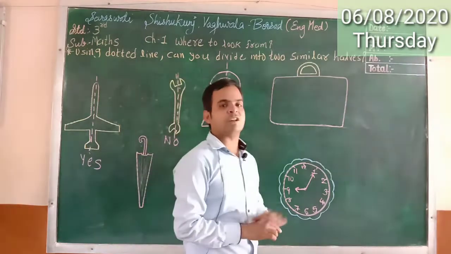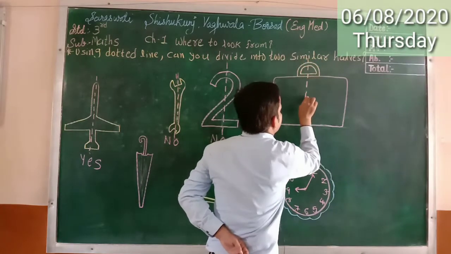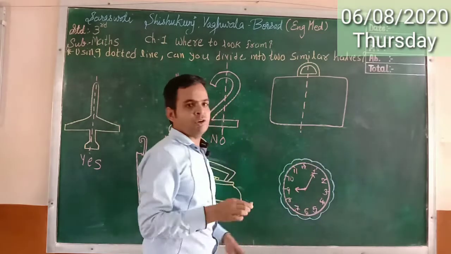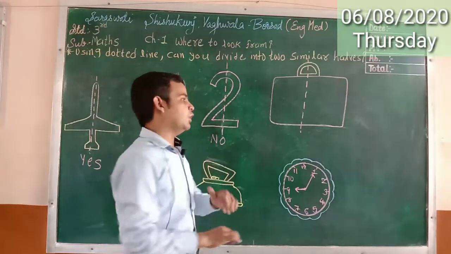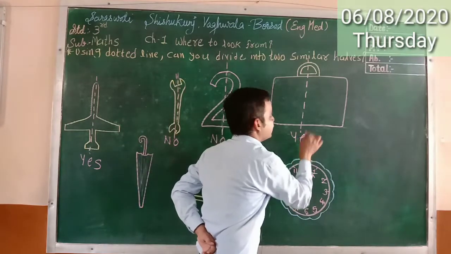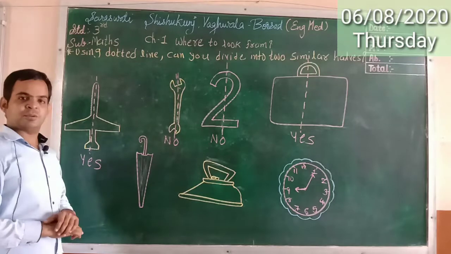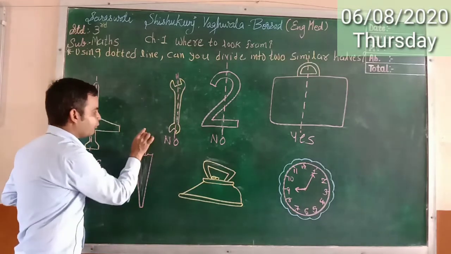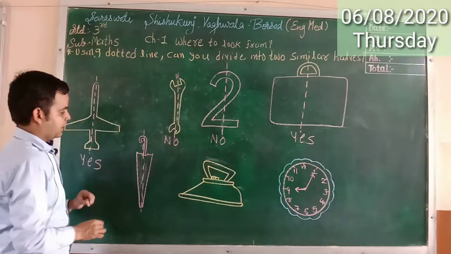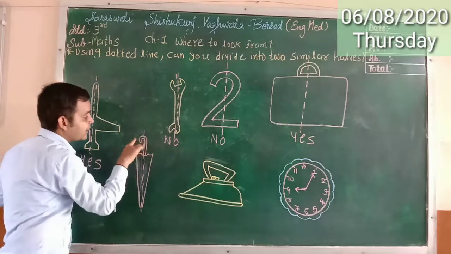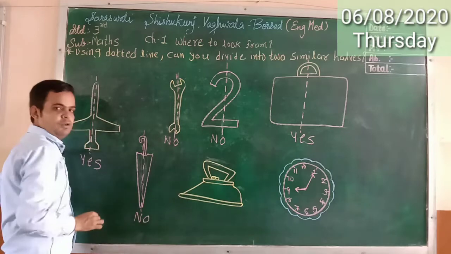Okay, now let's see fourth number, bag. If you divide this bag using a dotted line, now if you observe, left side and right side, both sides are equal? Yes. So here this one is mirror halves. Now let's see the next figure, umbrella. If we divide the umbrella using a dotted line, here if you observe, both sides are equal? No. So here our answer is no.